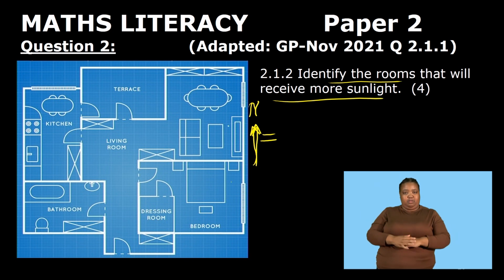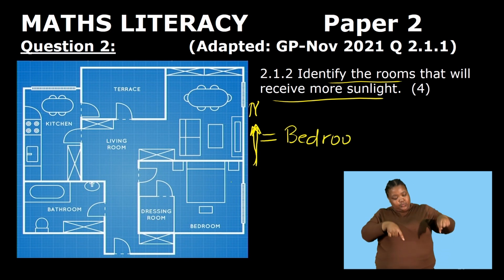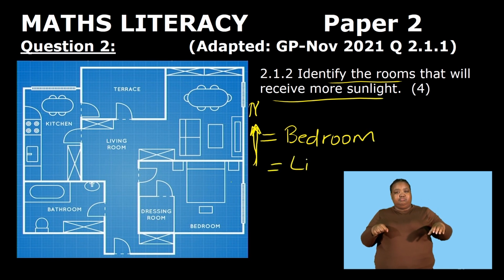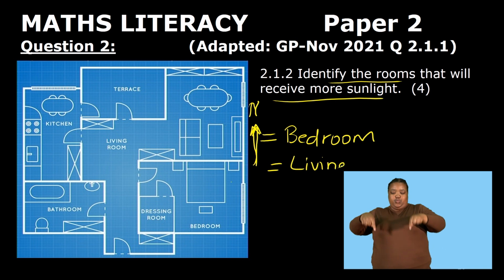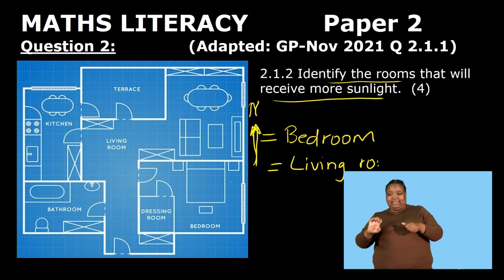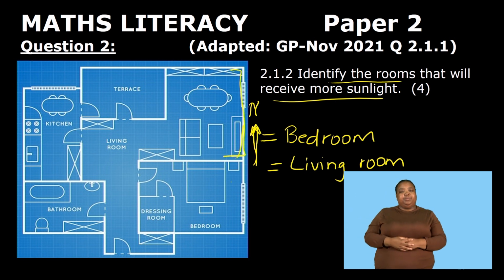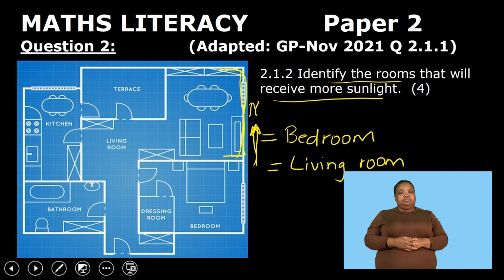So according to this map as well, we can say it's going to be the bedroom as well as half of the living room. So it is the side that is on the east of the living room. So this part will also receive sunlight.